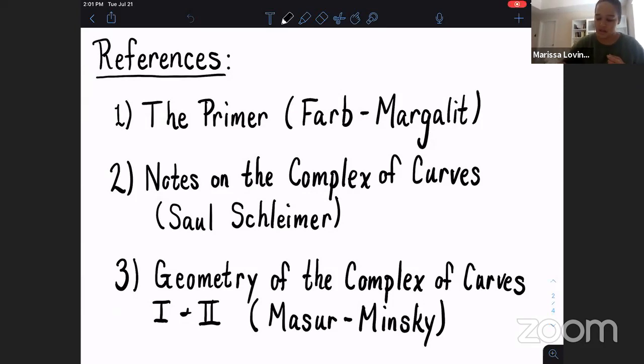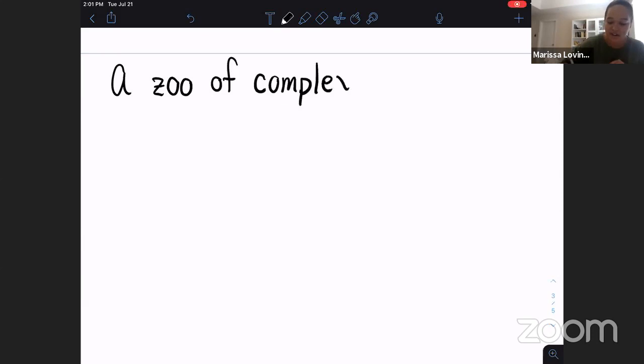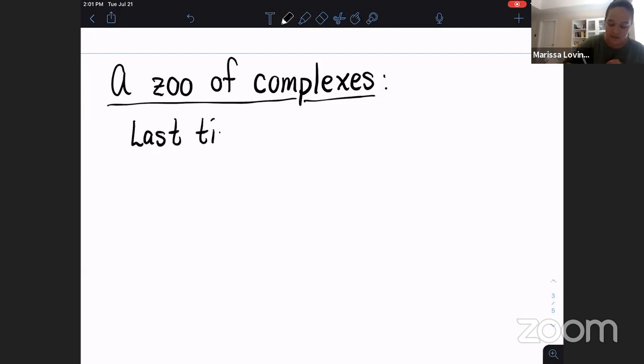Okay, so I promised you that today we were going to talk about some more complexes, some more quasi-isometries, and some more ways to use the curve complex. So let's jump into it. I'm going to just start with a zoo of complexes. If you've taken a look at Saul's notes, then you'll recognize these languages. So let's start off by remembering the ones that we chatted about yesterday.